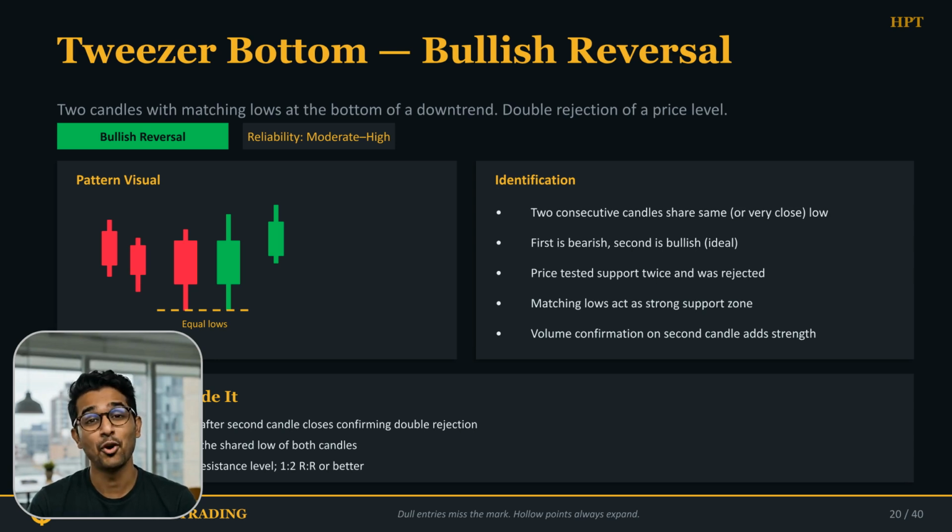The tweezer bottom is a bullish reversal marked by two consecutive candles with matching lows, confirming a double rejection of a price level.